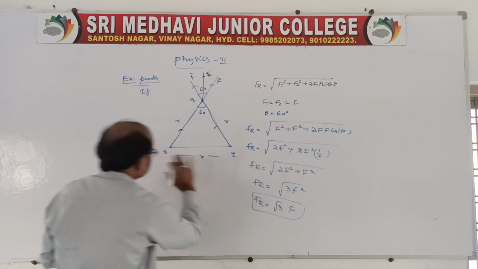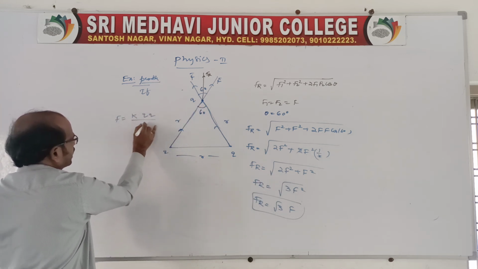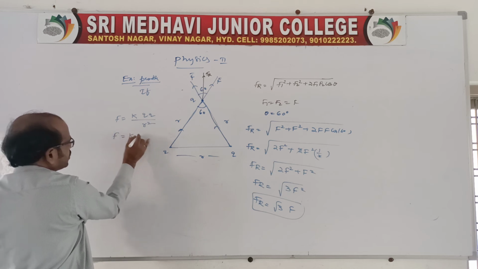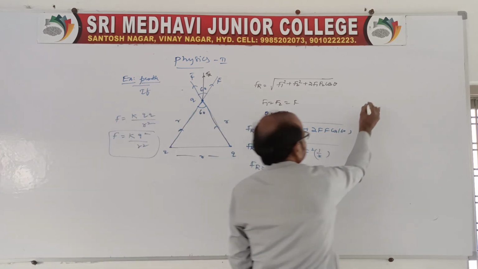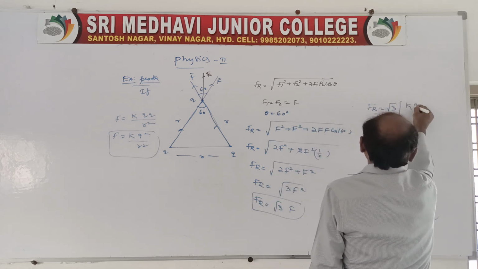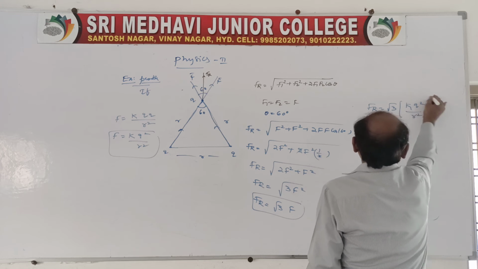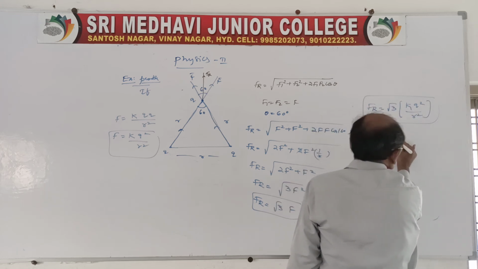So what is F? Between the two charges, we can take F is equal to K Q by R square, or F is equal to K Q square by R square, of course. So the resultant force will be Fr is equal to root 3 into K Q square by R square. I think you know K is nothing but 1 by 4 pi epsilon naught.